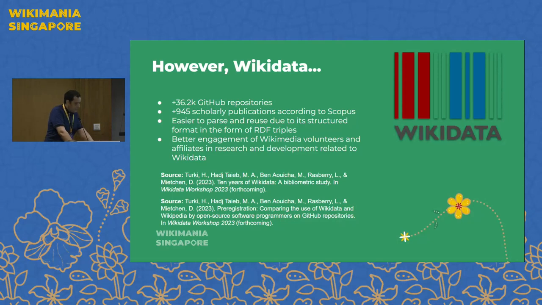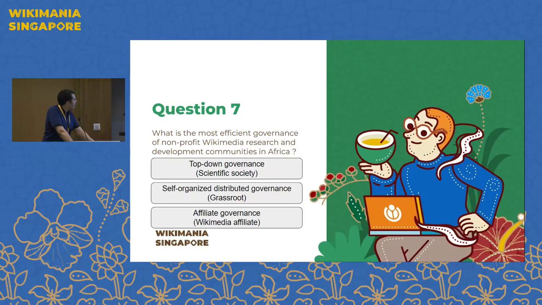So it is growing, but if we want the Wikidata research to grow in Africa, we need some connection between the community that masters Wikidata in some way and the research community and government within the triple helix collaboration framework.